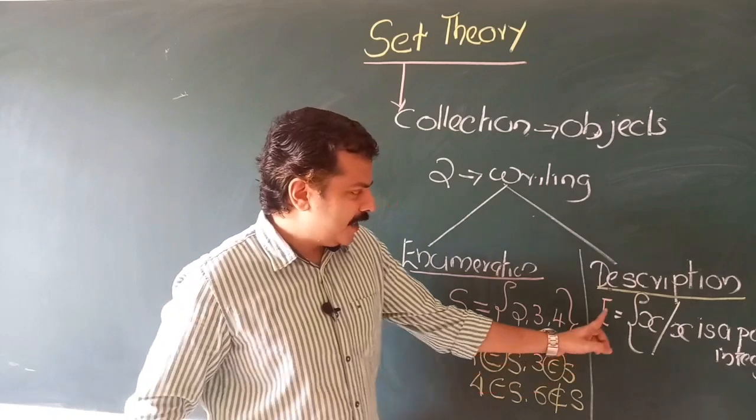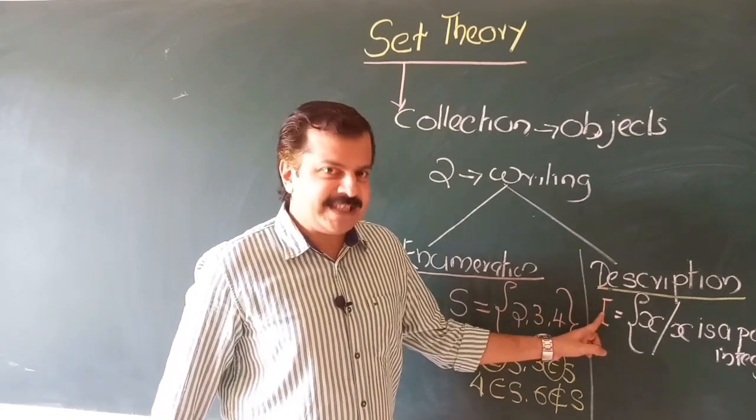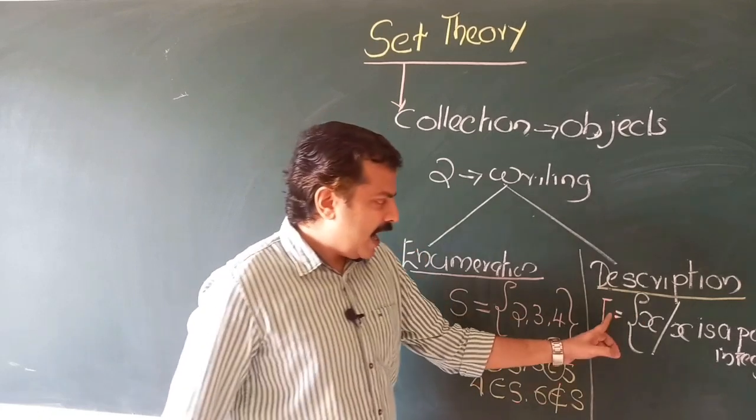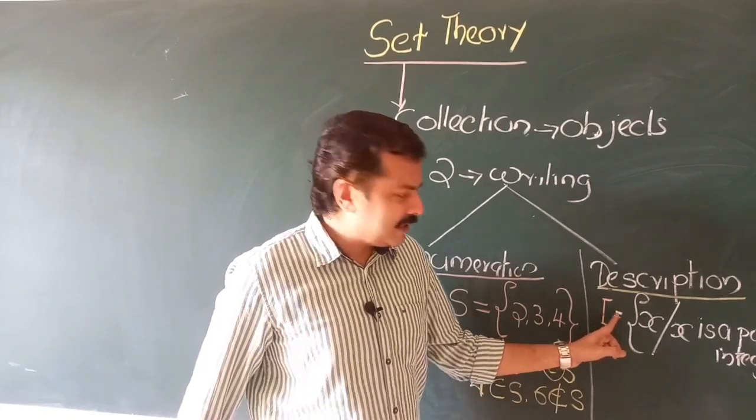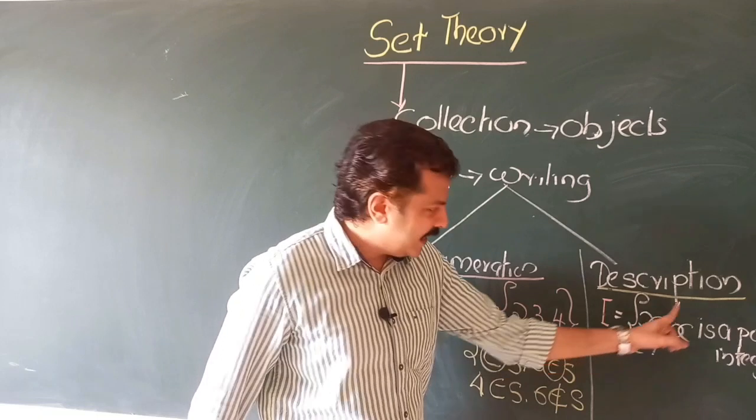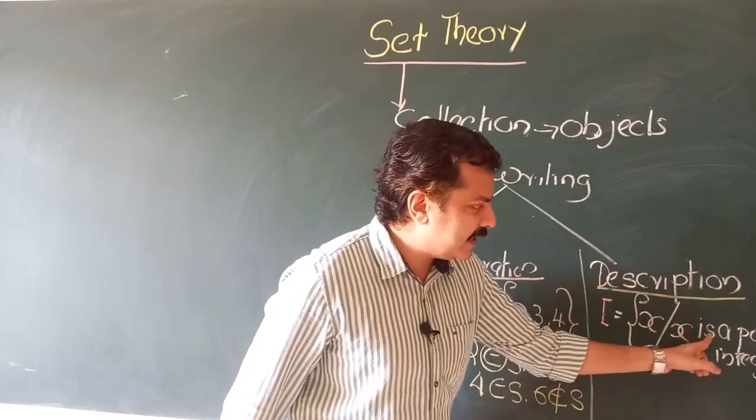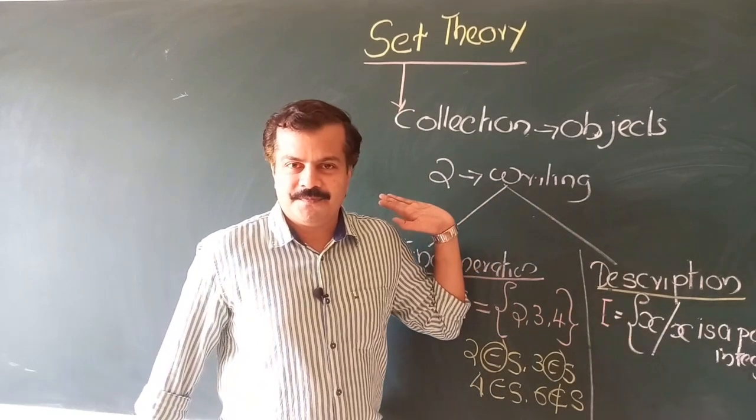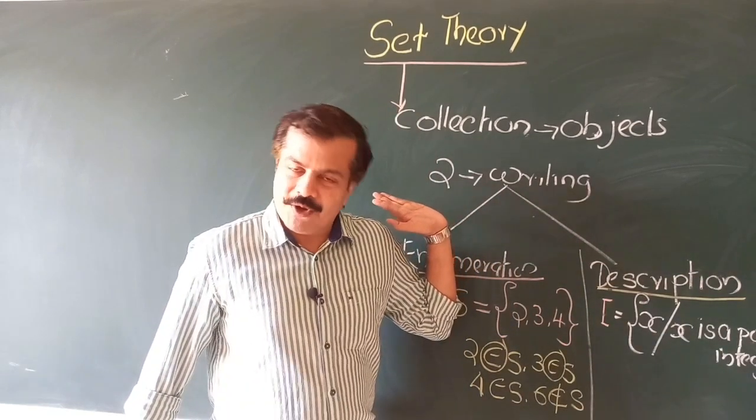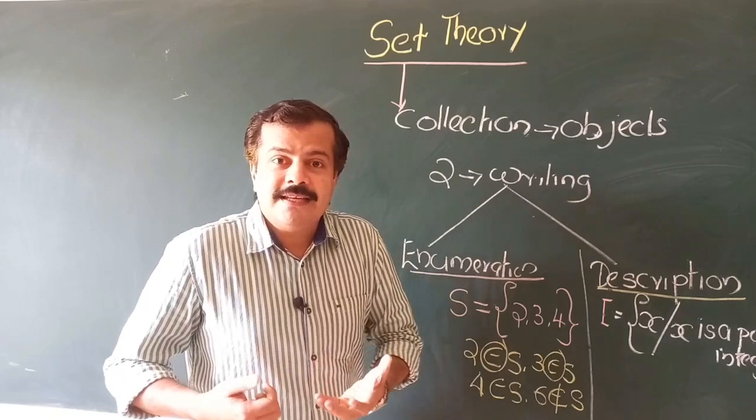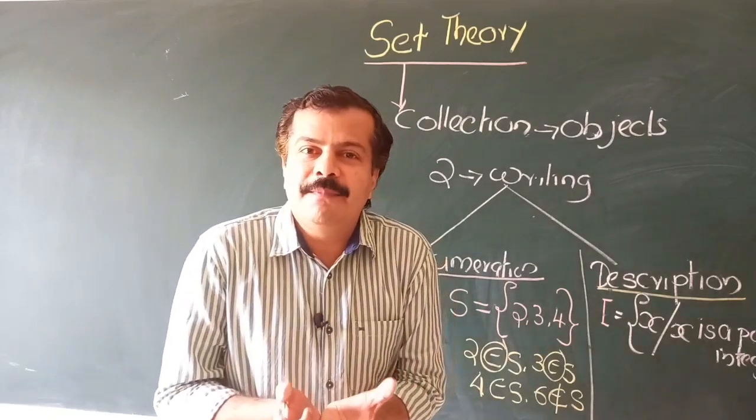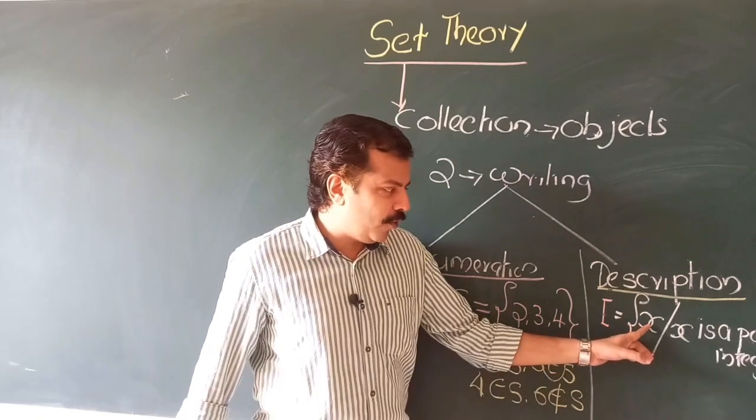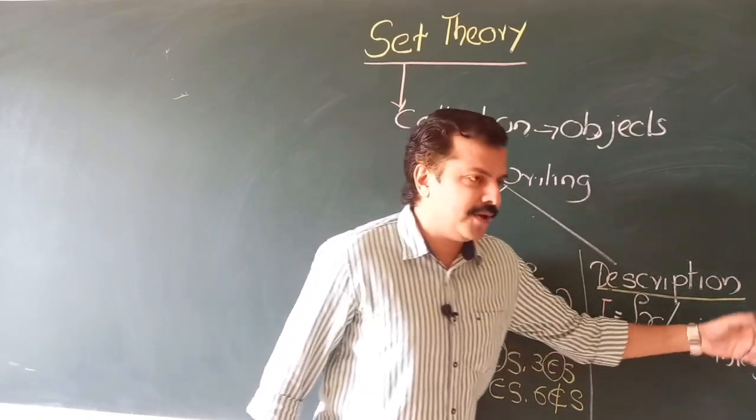What is this? In the method of description, I put it like this. This is read as: I is a set of all x such that x is a positive integer. So, we explain the characteristic of the elements of a set in the method of description. I is a set of all x such that x is a positive integer.